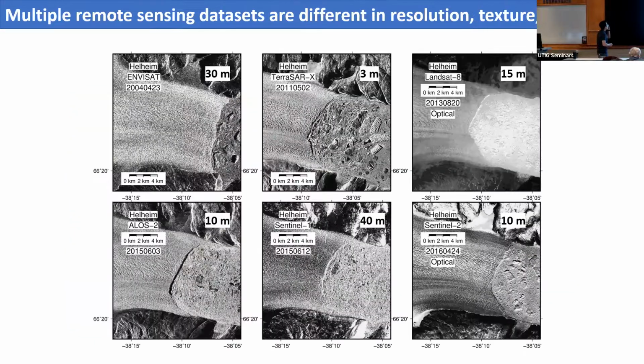And the multiple remote sensing images bring us challenges because they are quite different. Those diversities are in resolution, texture, and spatial pixel values. Here is the resolution of different remote sensing imagery. They range from 3 meters to 40 meters. They are all showing the same glacier, but we can easily tell the textures are quite different.